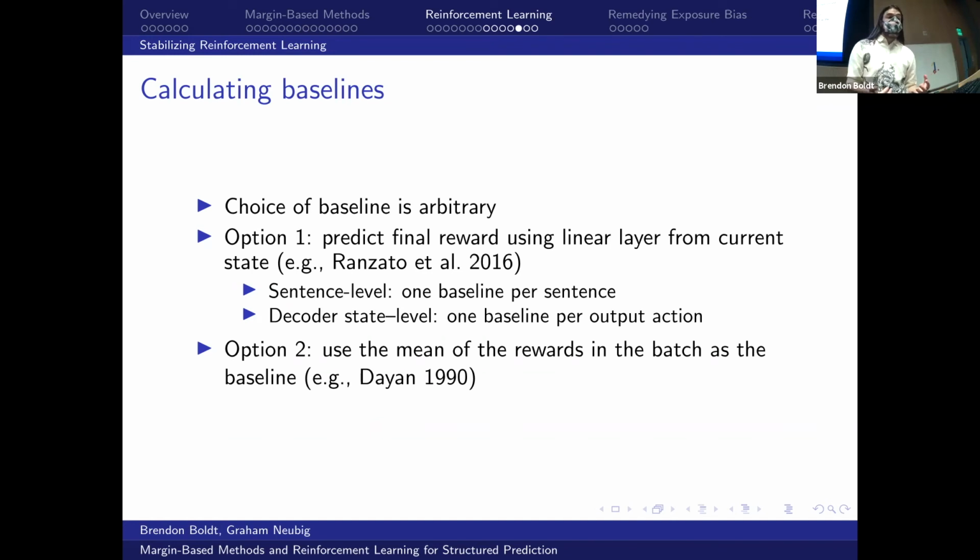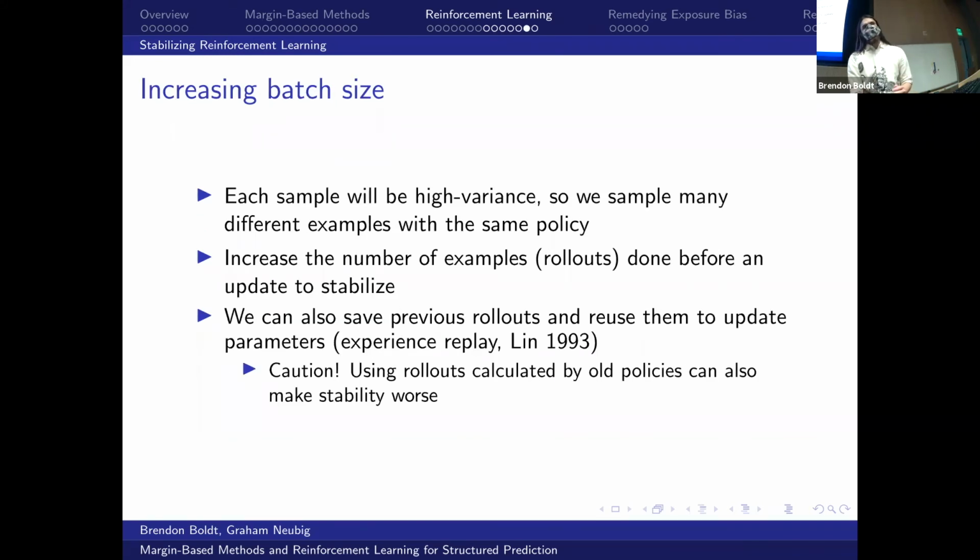A much simpler way to do this is you could just use the mean rewards in the batch as the baseline. I guess a sort of batch normalization for a reinforcement learning objective. Or like many other machine learning methods, you can just increase the batch size. This is a little bit similar to minimum risk training, but you can sample a lot of different examples, or what we would call rollouts, using one policy, and then sum the gradients of these together and take the step at once.